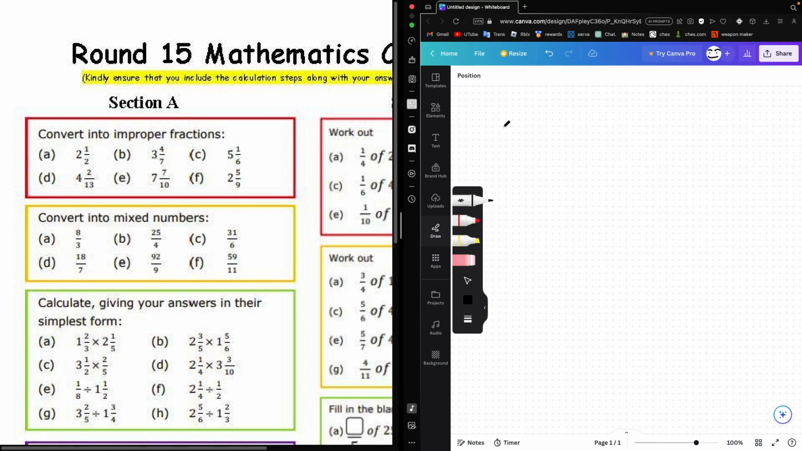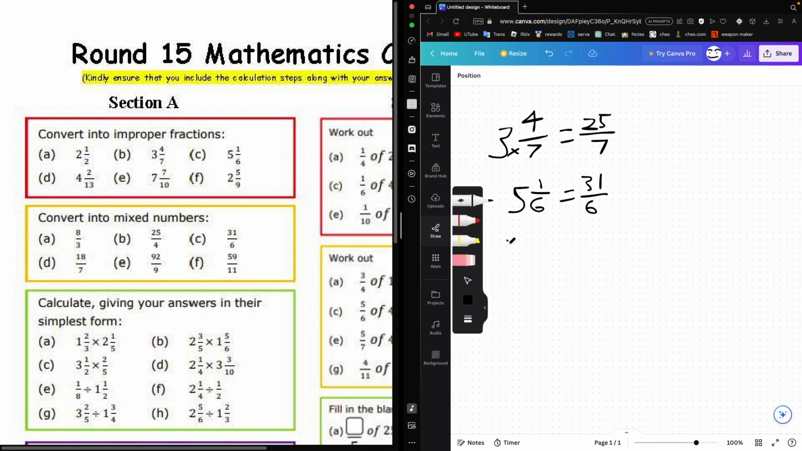Okay, now B. 3 and 4/7. Same thing, 3 times 7, 21. 21 plus 4, 25/7. C is 5 and 1/6. 5 times 6, 30. 30 plus 1 is 31/6. It's very simple, don't worry.